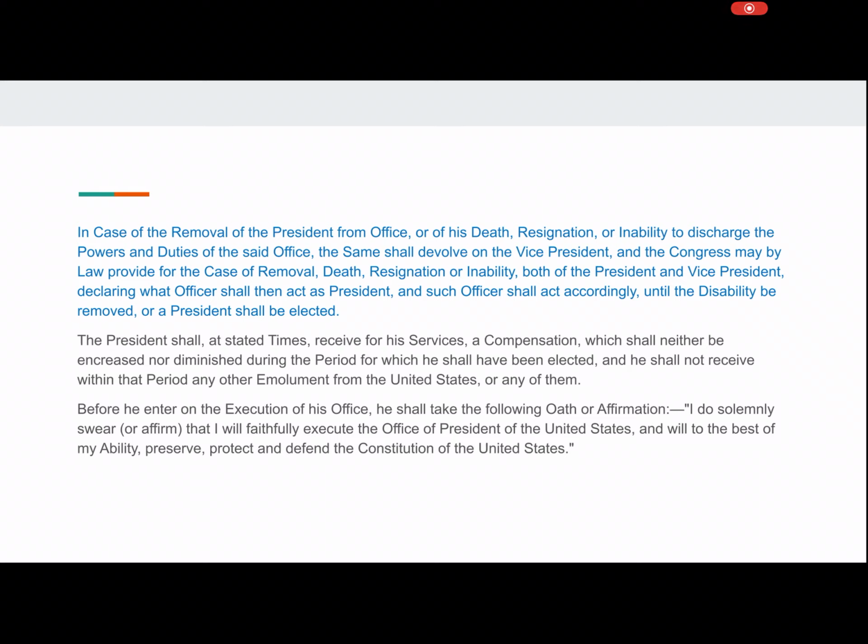So this next part talks about the succession. In a case of the removal of the president from office, or his death, resignation, or inability to discharge the powers and duties of said office, the same shall devolve on the vice president, and the Congress may by law provide for the case of removal, death, resignation, or inability, both of the president and the vice president, declaring what officer shall then act as president, and such officer shall act accordingly until the disability be removed or a president shall be elected. This no longer is the case.